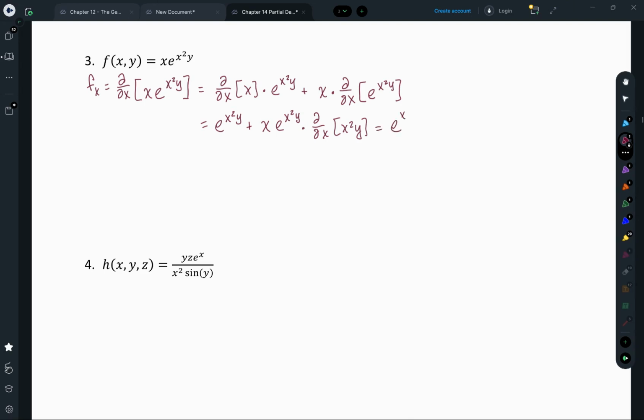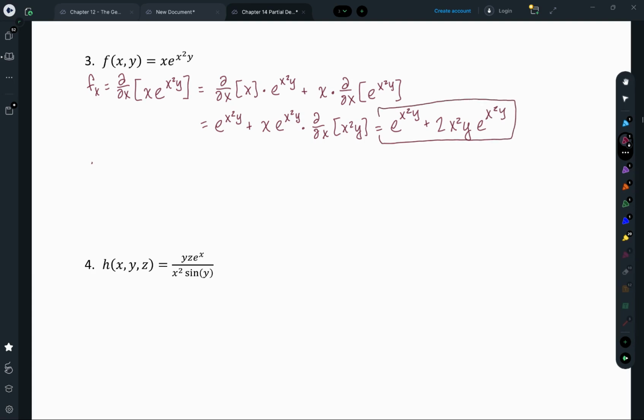And then I can bring that in here. So we'll get e to the x squared y plus 2x squared y, because I have that 2xy, I'll multiply it with the x that's in front, and then I get an e to the x squared y. And that's my final answer for that one.